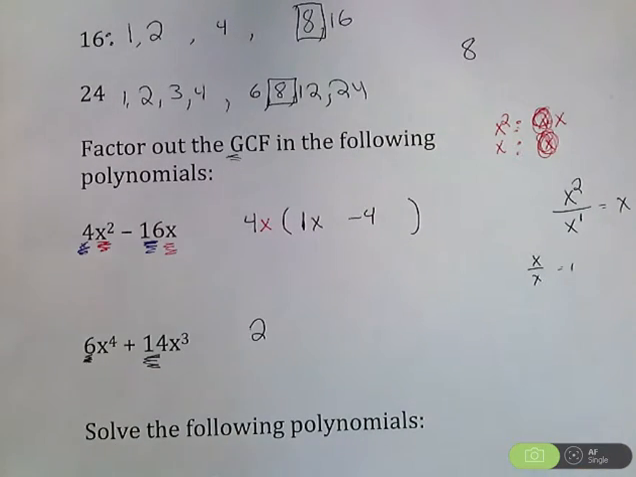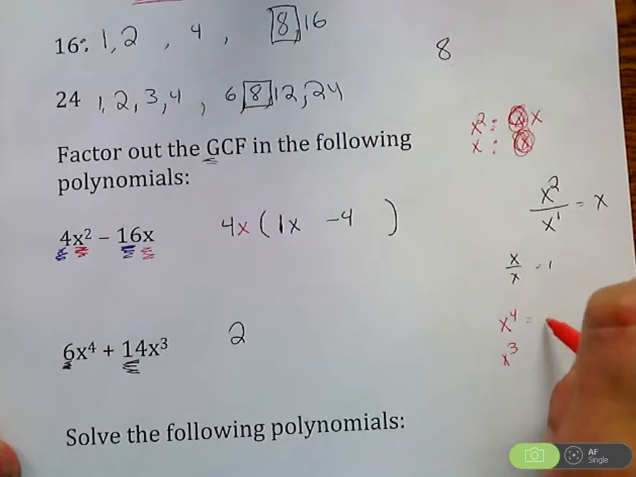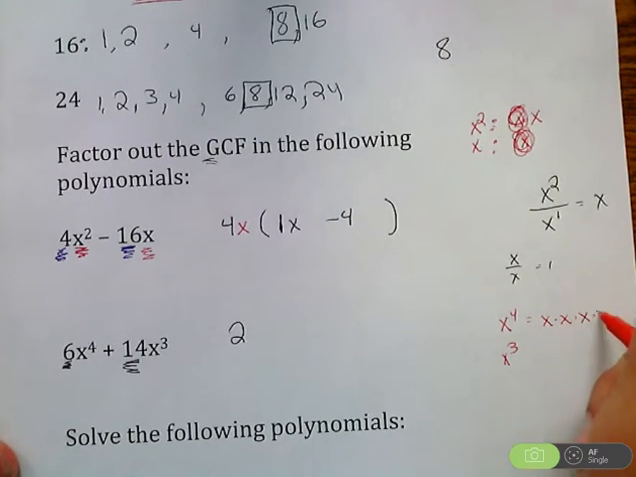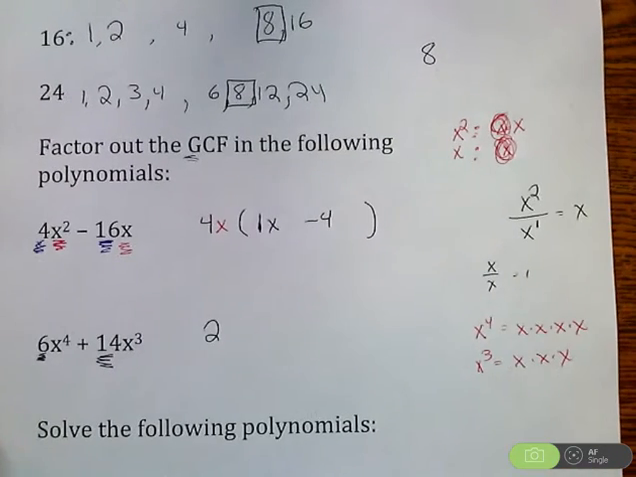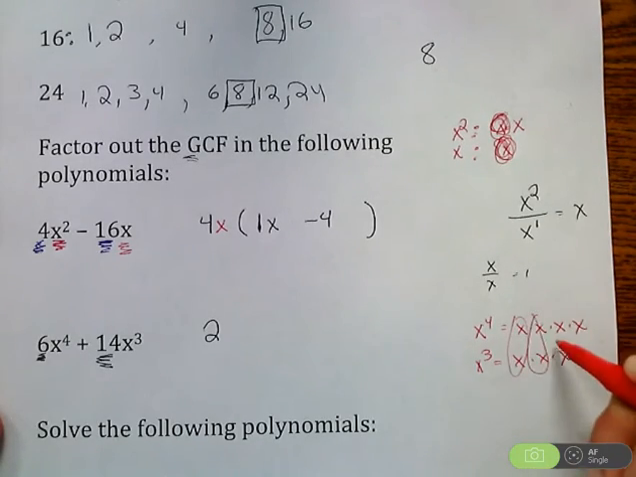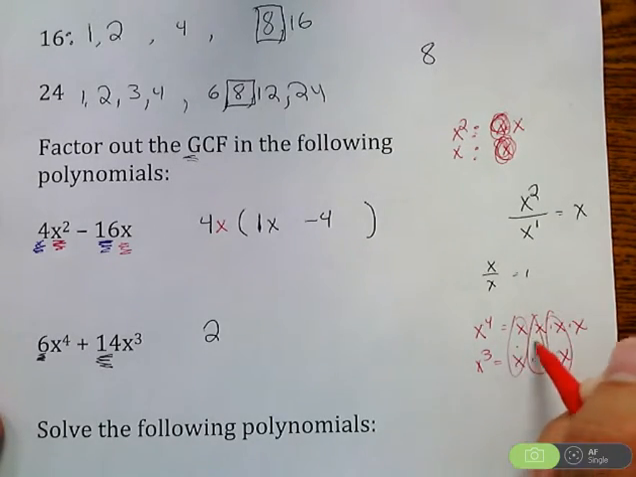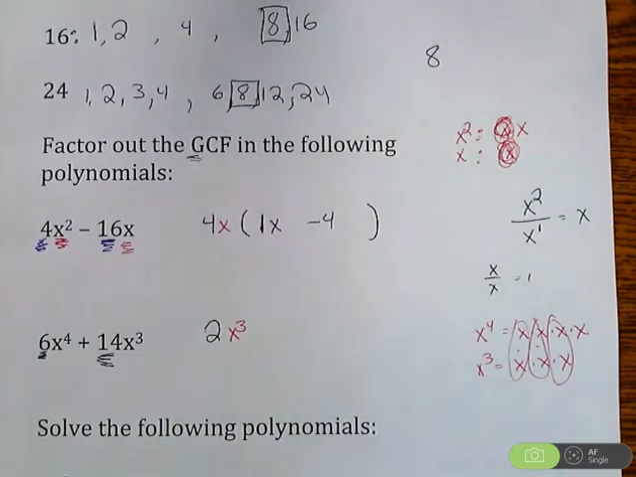Then I have to deal with the variables. Again, I'm dealing with an x to the 4th and x to the 3rd. So x to the 4th, that's x times x times x times x. x to the 3rd is x times x times x. Look at what they have in common. So I have 1 pair of x's, 2 pairs, 3 pairs. So 1, 2, 3, I have an x to the 3rd available there. They have 3 x's in common, that's x to the 3rd. So now I just want to do some division here.